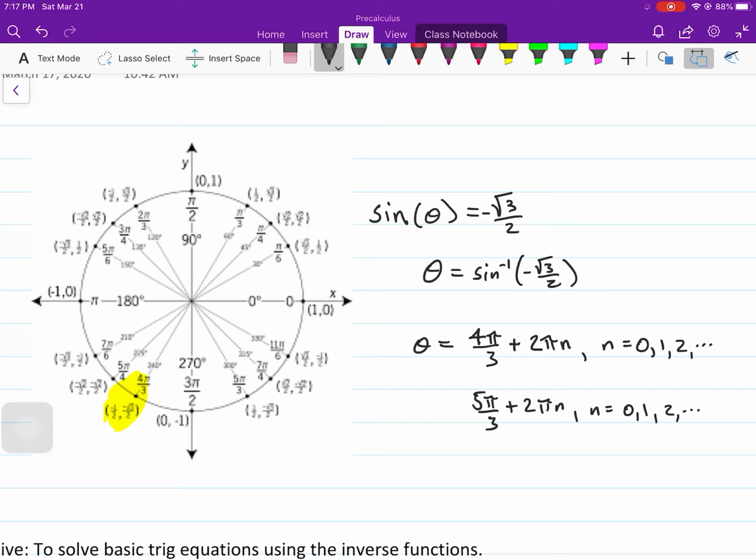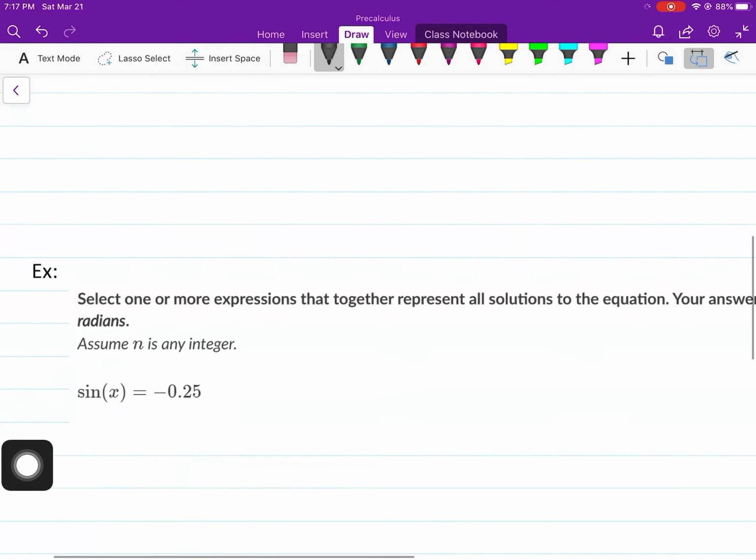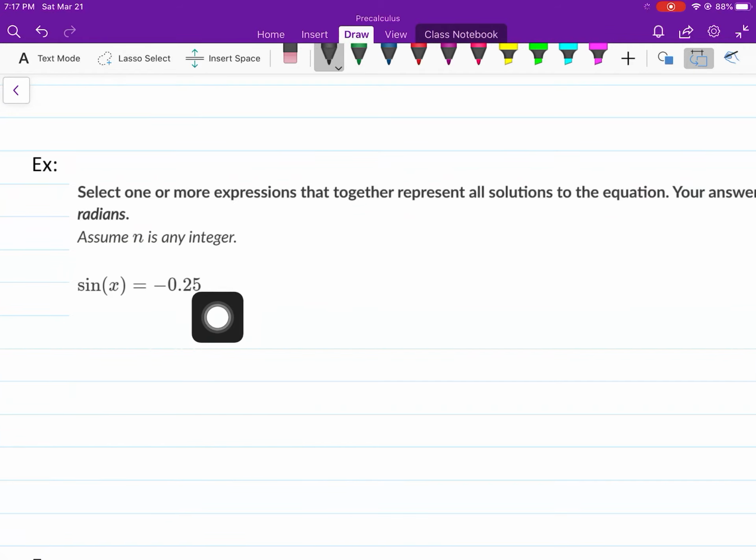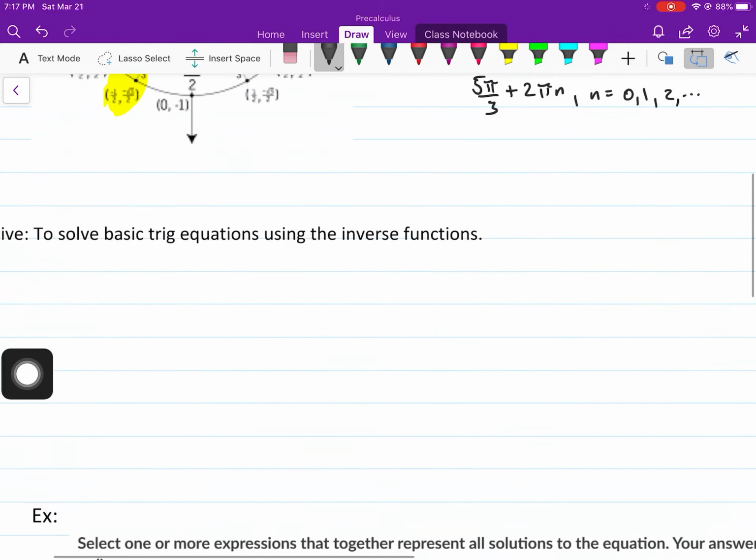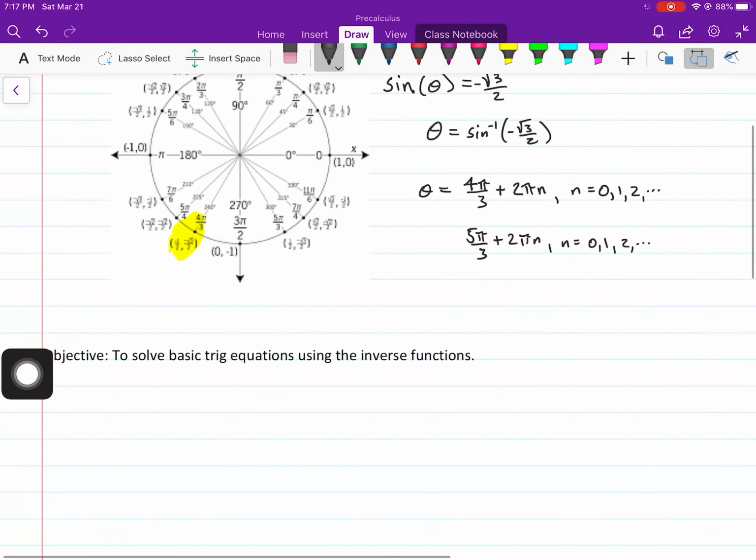So when we plug our values into the calculator, it gives us the principal value, because you're not going to have these nice unit circle ones. You're going to have something crazy like this where we have to find sine inverse of negative 0.25. And I'll show you an example right now. But they give you the principal value. So how do you come up with the second value?